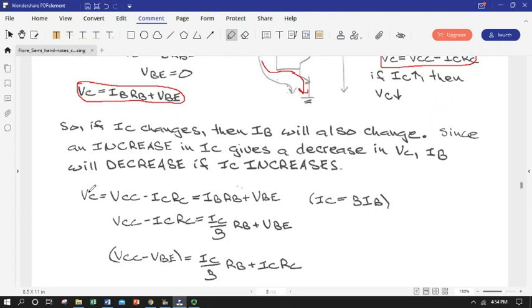relationship out, setting the two expressions for V sub C equal to one another, one from our KVL loop number 1 and KVL loop number 2. I can put in my relationship between base and collector current in for base current, and now I have an expression for my collector current in terms of all kinds of other things that are set in the circuit.